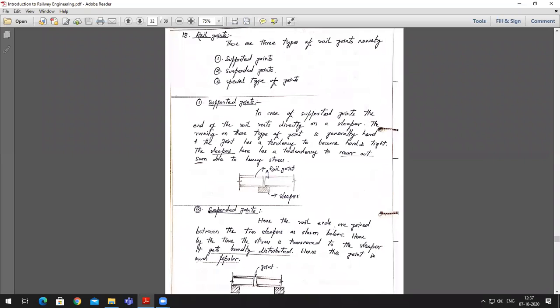When it is called a supported joint, the word itself means that the joint is being supported by some medium. In case of these kinds of joints, if you have a look at the image here, if this is rail A and rail B, and this is the joint of the two rails, then this particular joint is being supported by a sleeper.